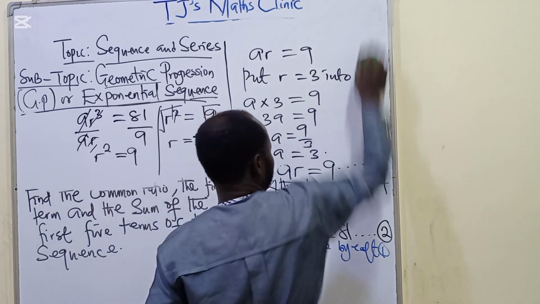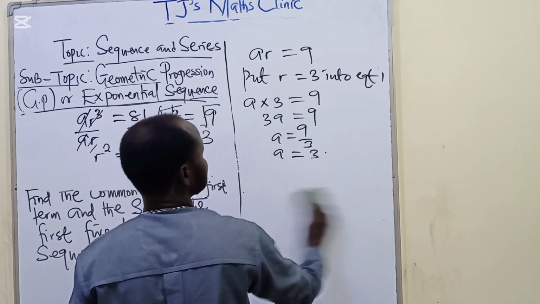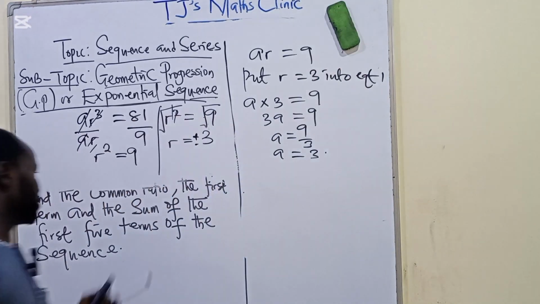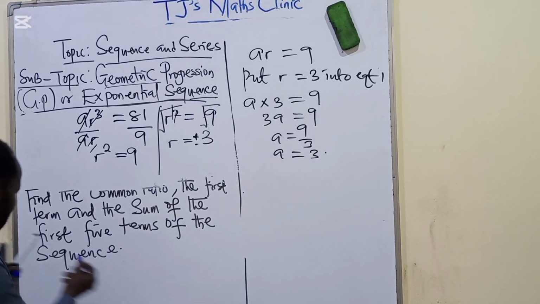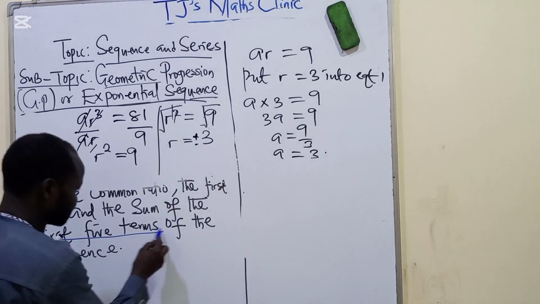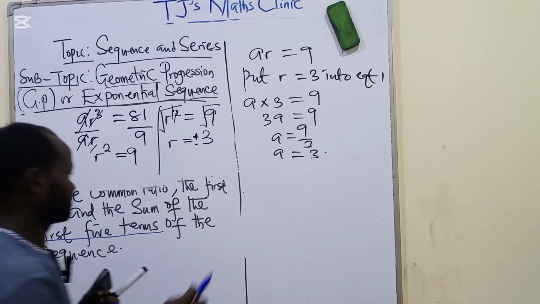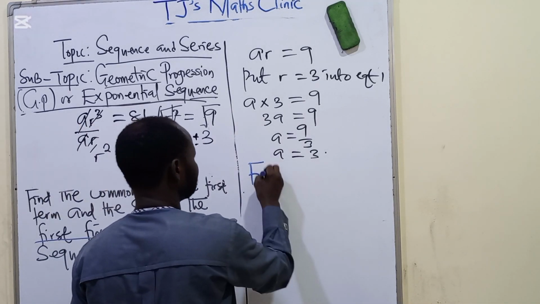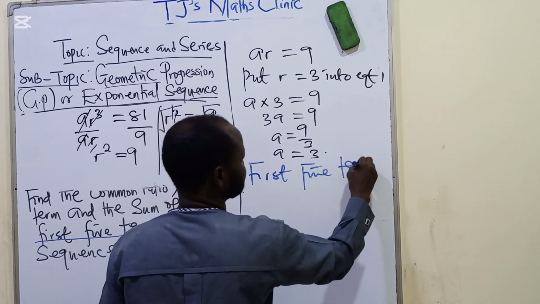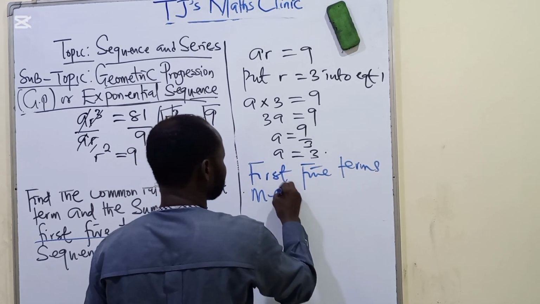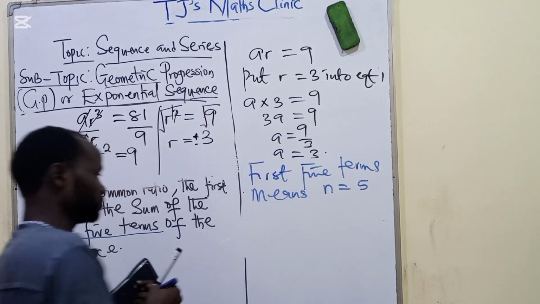Very important. Okay? The next thing to do, the last part of the question, we are asked to find the sum of the first 5 terms of the sequence. Very important. The words first 5 terms mean n is equal to 5. We are asked to find the sum.